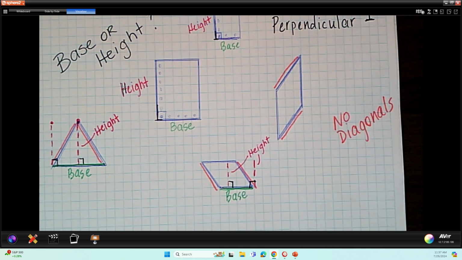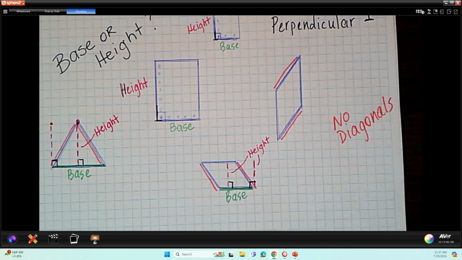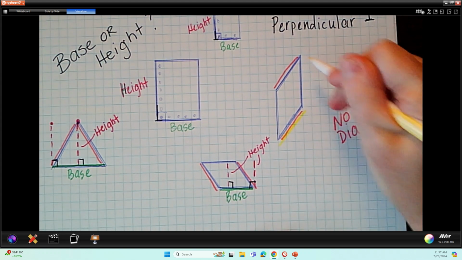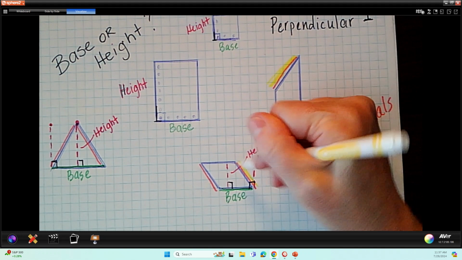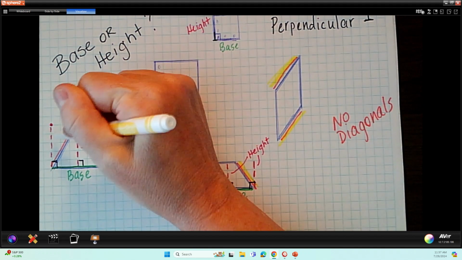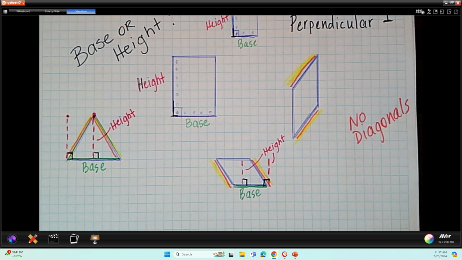Okay. All right, this one's a little tricky because the base is not the diagonal. Remember, no diagonals. In fact, I put that in red. I probably should have put it in yellow. No, we don't want these. These are not part of our measurement for right now, okay?